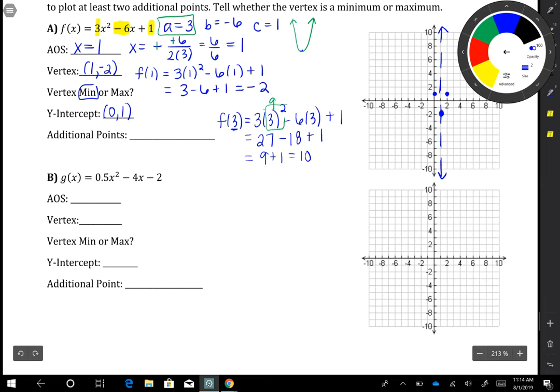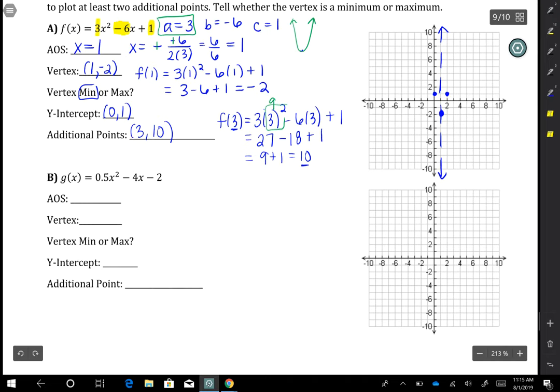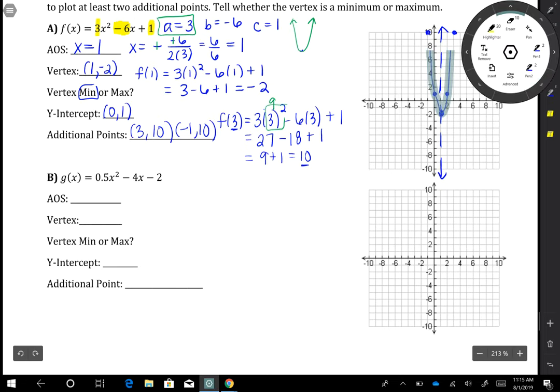So I put in 3 and I got out 10, so that is the point 3, 10. I'm going to go plot that, and then I'm going to plot its reflection across the axis of symmetry, so it's 2 units on the other side, which is the point negative 1, 10. And finally, I have 5 points that will help me draw a parabola as best I can. Here we go.